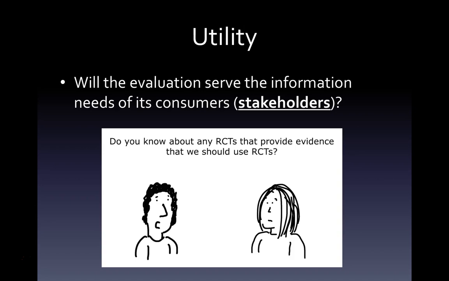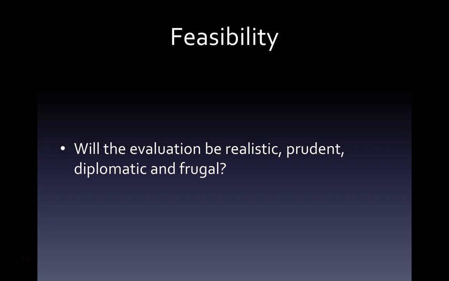Utility answers the question, will the evaluation serve the information needs of its consumers or its stakeholders? In other words, will stakeholders be the primary beneficiaries of the evaluation's findings? Feasibility answers the question, will the evaluation be realistic, prudent, diplomatic, and frugal? In other words, will the evaluation make the best use of its resources?